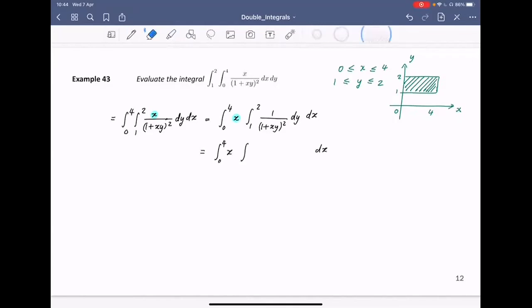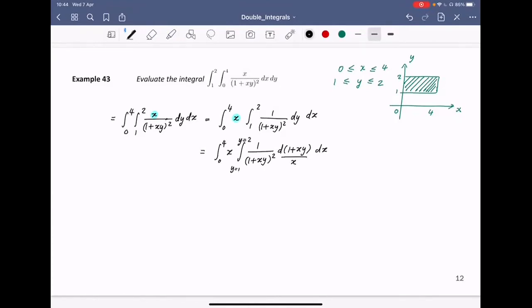So how do I integrate 1 over x, 1 over 1 plus xy squared? Again, keep in mind, you have to use the idea that integrating with respect to y, x is a constant. See what I'm going to do here. 1 over 1 plus xy squared. I'm going to use d of 1 plus xy, and then over x. Y from 1 to 2.